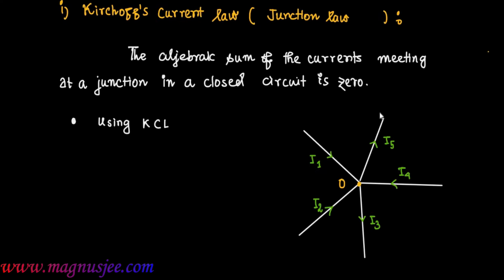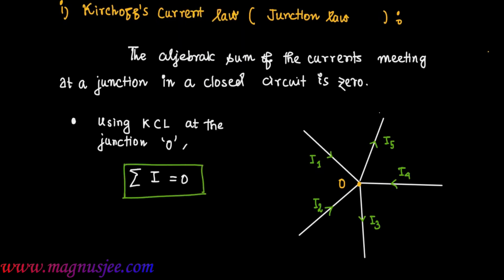Using Kirchhoff's current law, that is KCL, at the junction O of 5 wires, we get summation of I equal 0. That means the algebraic sum of currents meeting at the junction O in a closed circuit is 0. Therefore, with respect to this diagram, we can write I1 plus I2 minus I3 plus I4 minus I5 equal 0.